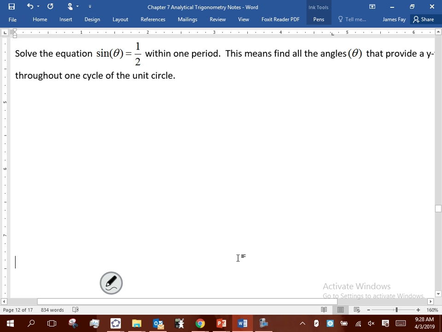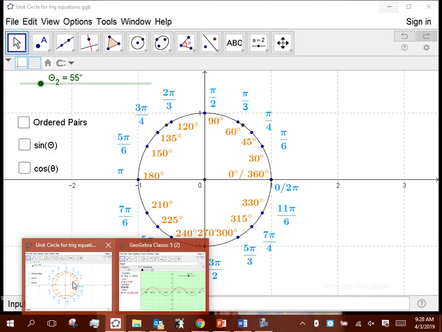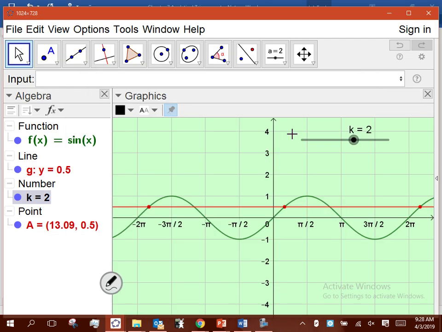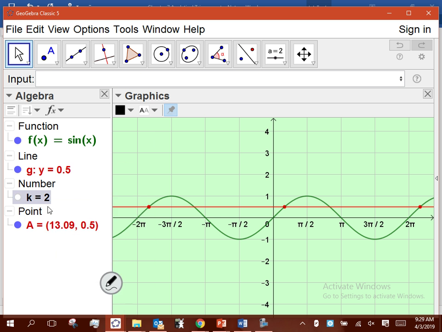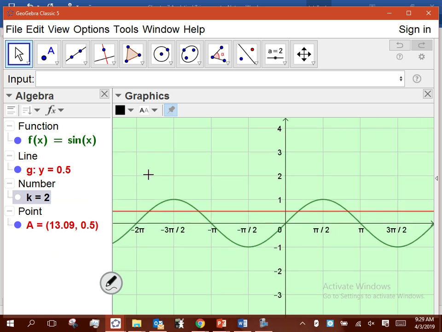Okay. I want to look at this graphically. We looked at it unit circle-wise, so let's look at it this way. Right now, let me just hide some stuff here real quick. Show object, you see that. Okay. So I typed in my equation, sine x as one function, y equals 1/2 as the other function, right?